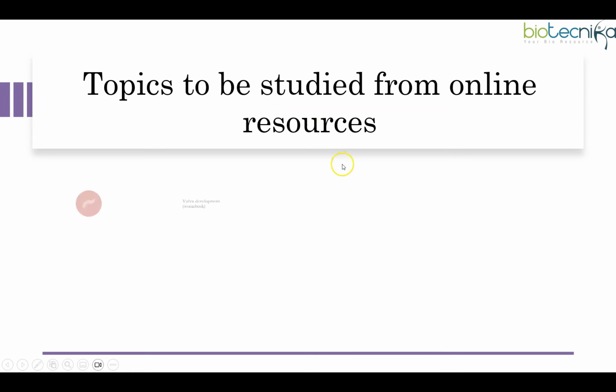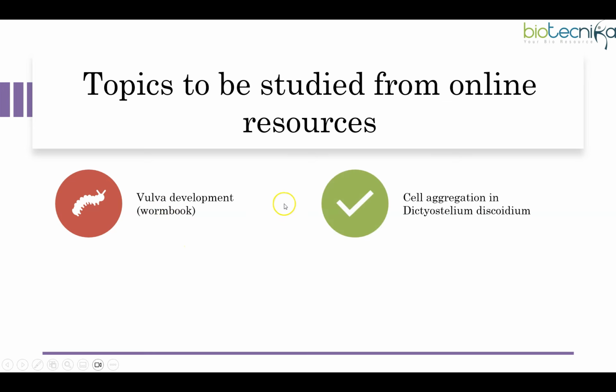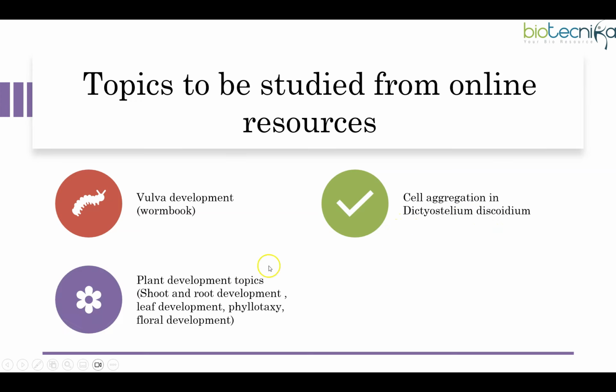What are the topics to be studied from online resources? So you have vulva development, which you can study from something called the WormBook, because you will not get so much detail in books as such. Okay, cell aggregation in Dictyostelium discoideum, you will have to see some review articles for that, as you will not find much proper information in books. And some plant developmental topics like shoot and root development, leaf development, phyllotaxy, if you don't find them in the books, because it might be hard, then you can refer to online resources, but go for only standard resources, that is NCBI or ScienceDirect review articles.